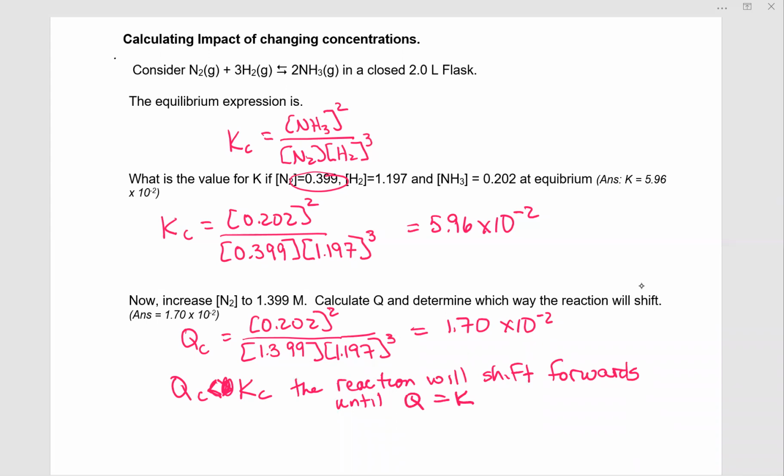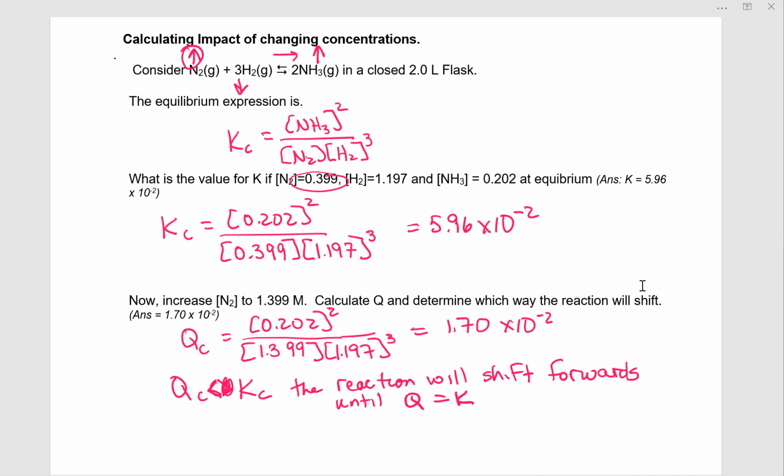So we increase the nitrogen. I'm drawing a little arrow up here. So we would expect that our reaction would shift forward to consume the nitrogen. At the same time as that happens, our hydrogen is going to decrease in concentration because it is reacting with the nitrogen, and our amount of ammonia is going to increase. I'm going to circle our initial change. So Q is another way of establishing what is going on.